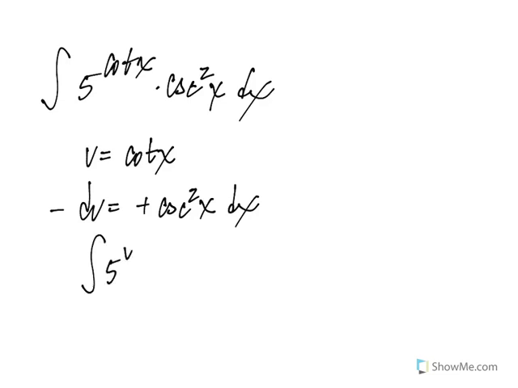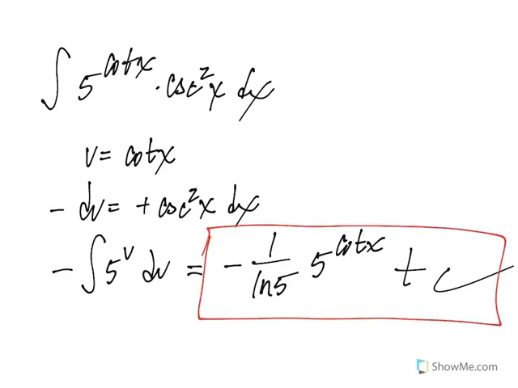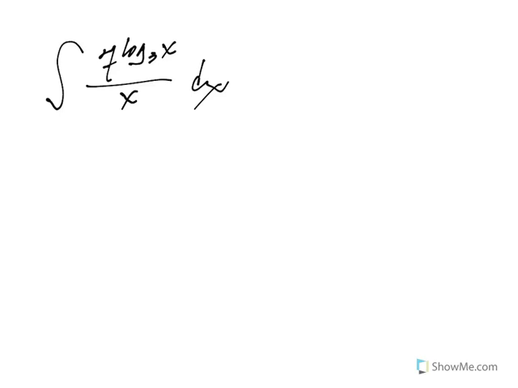This is going to be 5 to the u. Cosecant squared x dx comes out, and negative du goes in. We move the negative out front because it is a constant multiple. This then gives me a final answer of negative 1 over the natural log of 5 times 5 to the power, the power is cotangent of x, plus c. And that is your final answer.